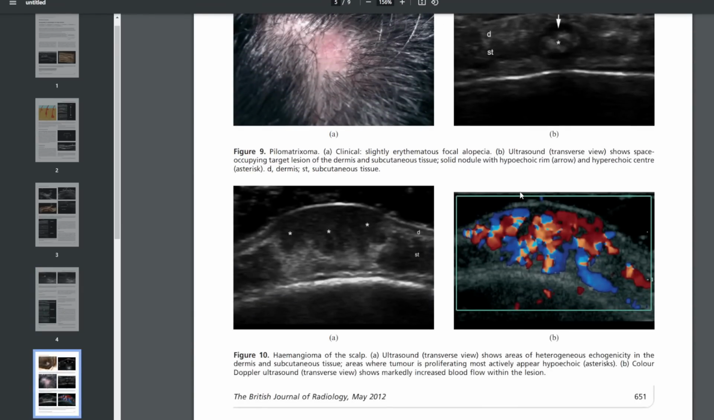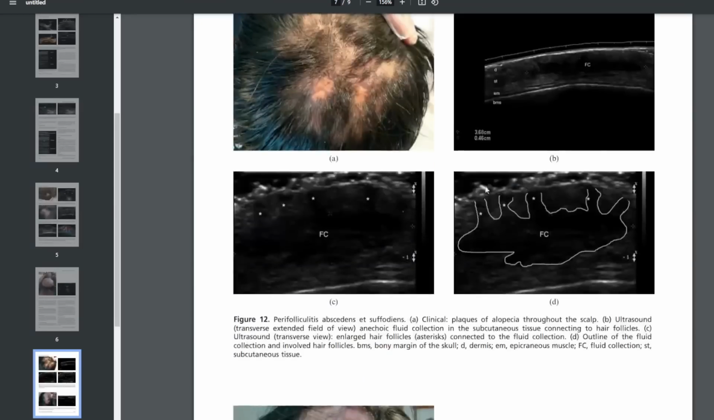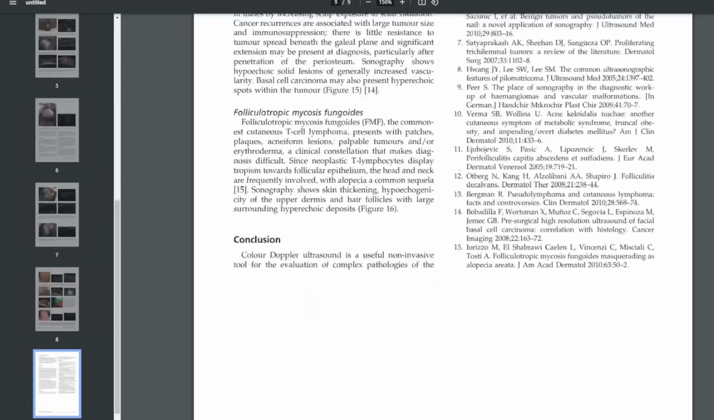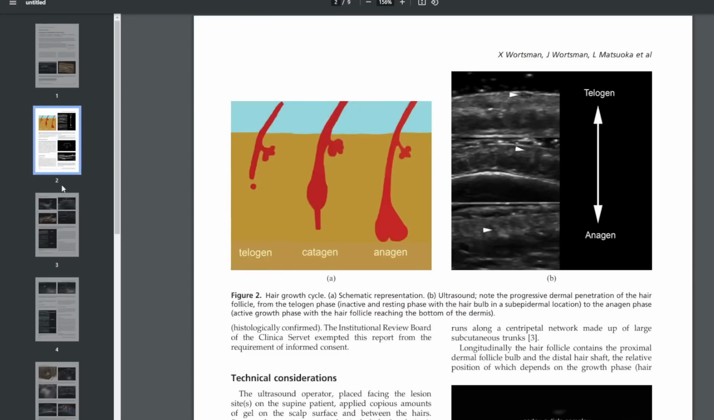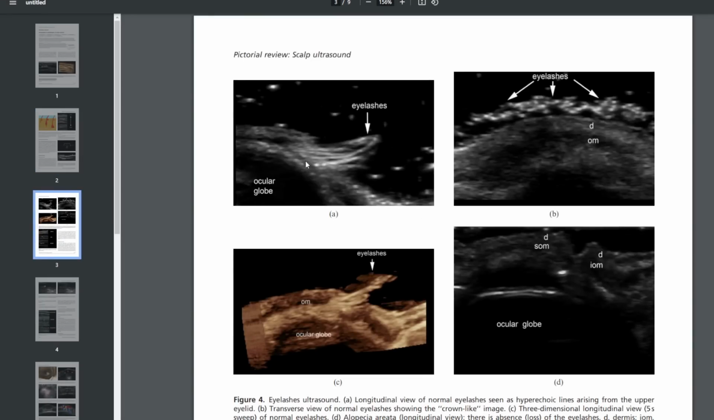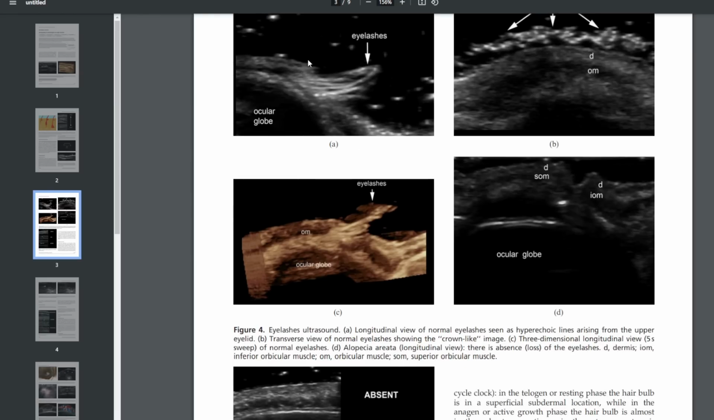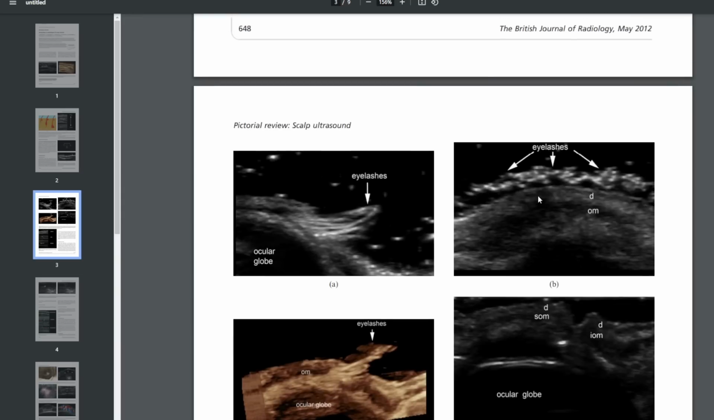And again, I just wanted to share this, right? And there are some other cool things in this paper as well. I think they had eyelids and eyelashes. So over here, you can see this is an eyelash, and this is the ocular globe of someone's eye. But you can see the hair follicles of eyelashes.